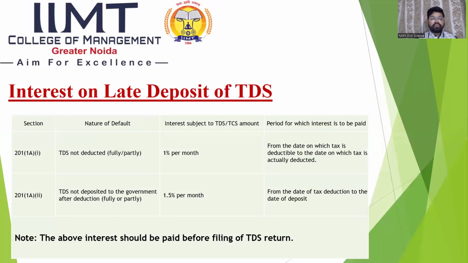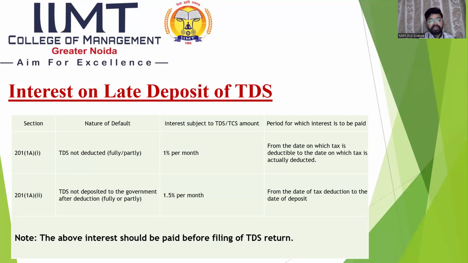The next point is interest on late deposit of TDS. If any person cannot deposit the TDS deducted by them within the due date, that is the 7th of the next month, then the penalty interest is as follows. Under section 201(1A) clause (i), if TDS is not deducted fully or partly, 1% per month is applicable on that amount from the date on which tax is deductible to the date on which tax is actually deducted. Under section 201(1A) clause (ii), if TDS is deducted but not deposited to the government fully or partly, then the tax is to be deposited. In the first case, the person has not deducted at all, but in the second case, TDS is deducted but not deposited to the government.